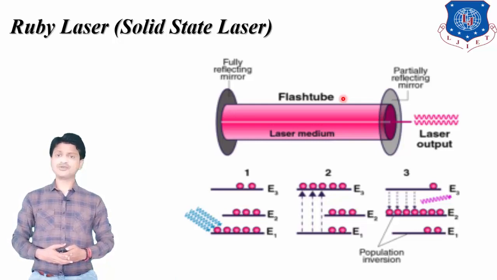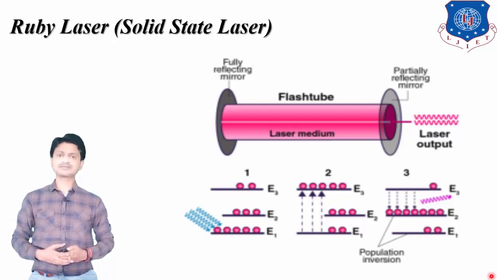Here the ruby rod is placed in a glass tube through which liquid nitrogen is circulated for cooling, as a very large amount of heat is produced. Now let's see the working. An intense flash of light is produced by the xenon flash tube.